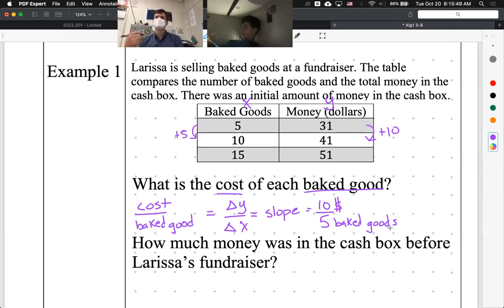That means if I reduce that fraction, 10 divided by 5, if I divide the top and bottom by 5, I get $2. So let me write down my work so everyone can see. I'm dividing the top and bottom by 2, divide the top and bottom by 2. And I have my new fraction, which is $2 per 1 baked good.